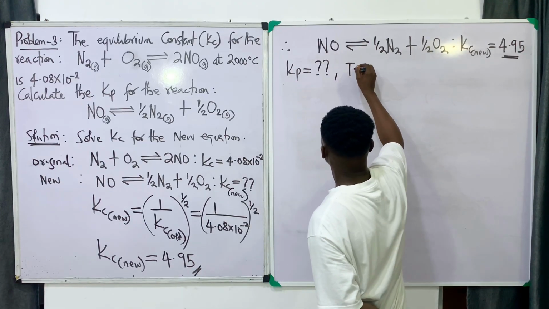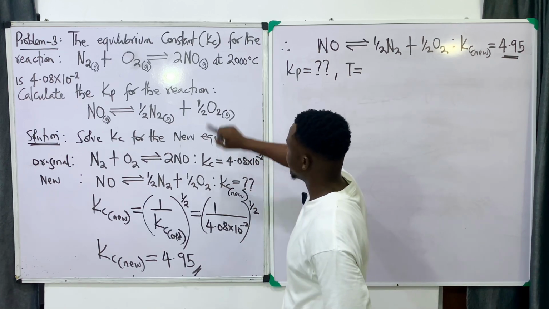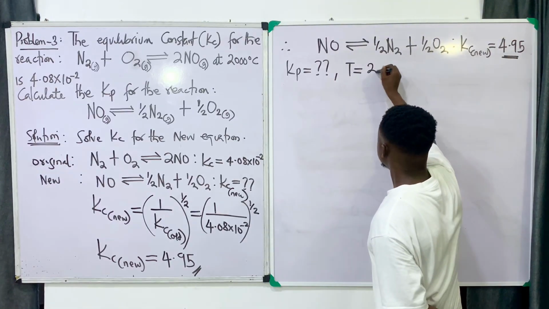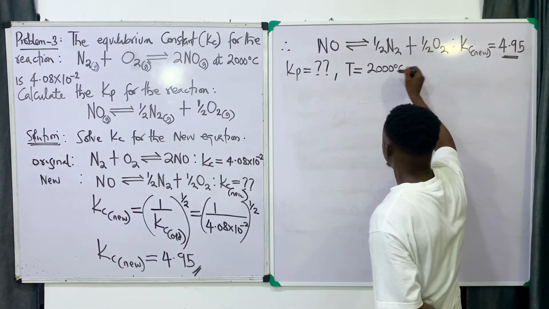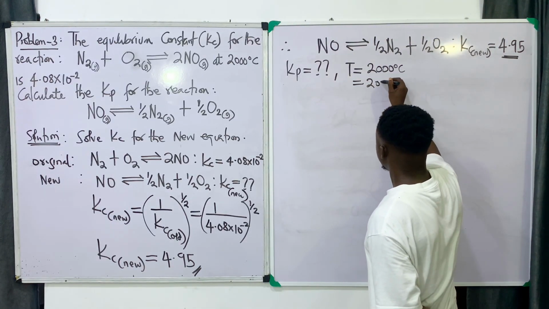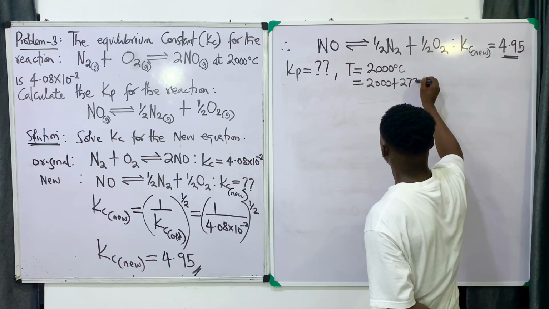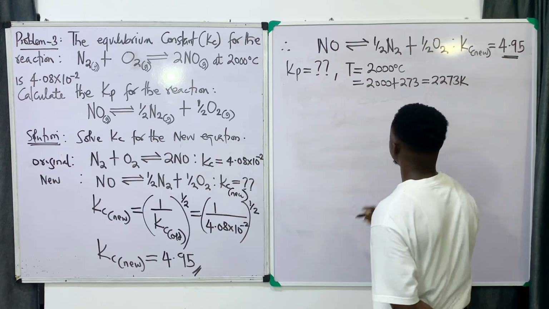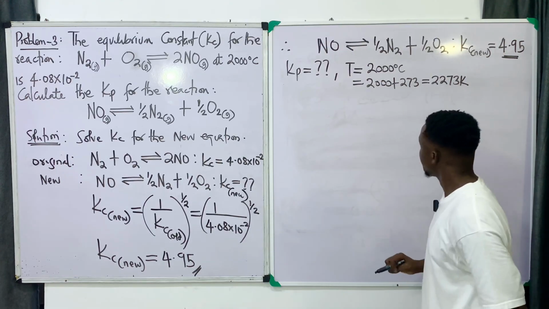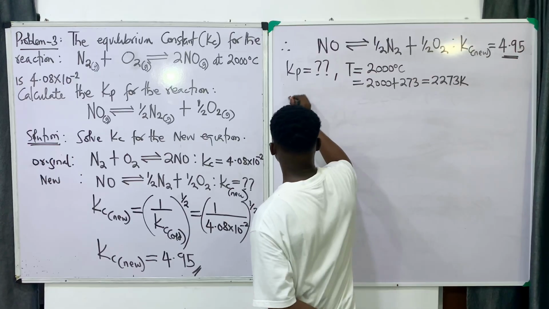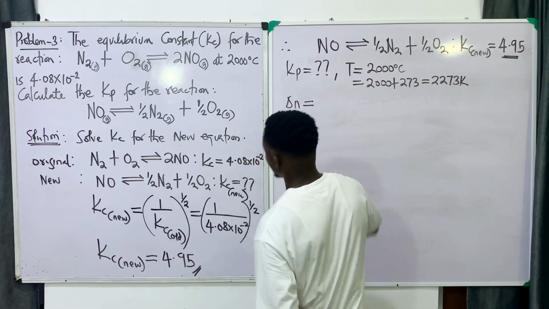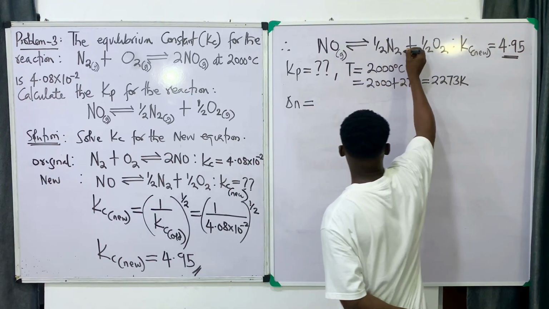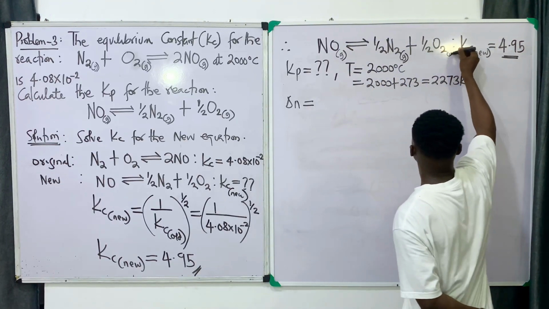Now, what was the temperature given to us in this equation? You must always use temperature in Kelvin as long as this relationship is concerned. 2000 degrees Celsius, you must convert it to Kelvin. So this is 2000 plus 273, which is 2273 Kelvin. Okay, now our delta N is equal to, remember, these are all gases. So let me come back here and add gases. This is gas and this is gas.